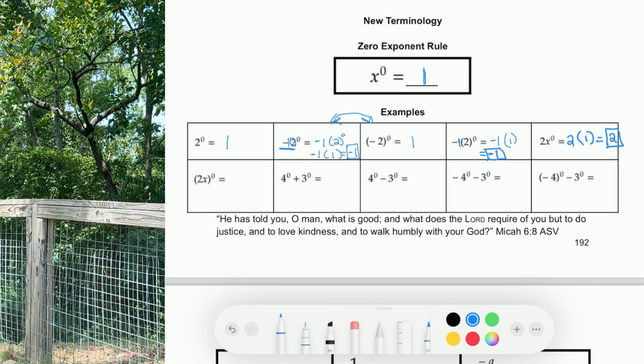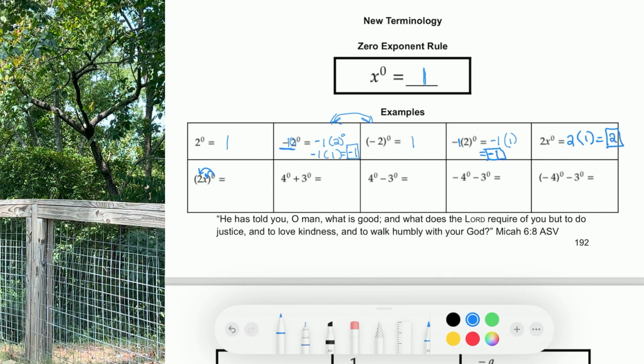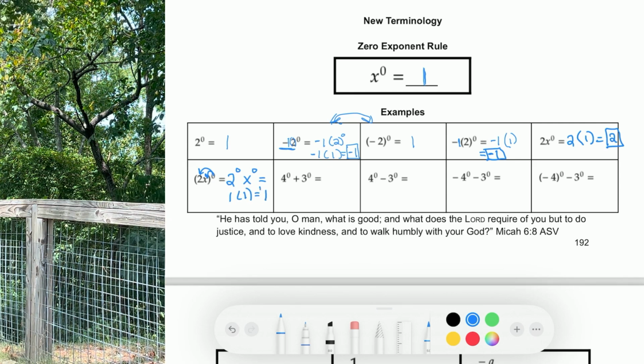The next one has 2 times x in parentheses with the power of 0 outside. That changes things. That's different from the one that we just did. This means we have to distribute that power of 0 to everything. So it would be 2 to the power of 0, x to the power of 0. They both would become a 1, so it's 1 times 1, and we end up with 1.